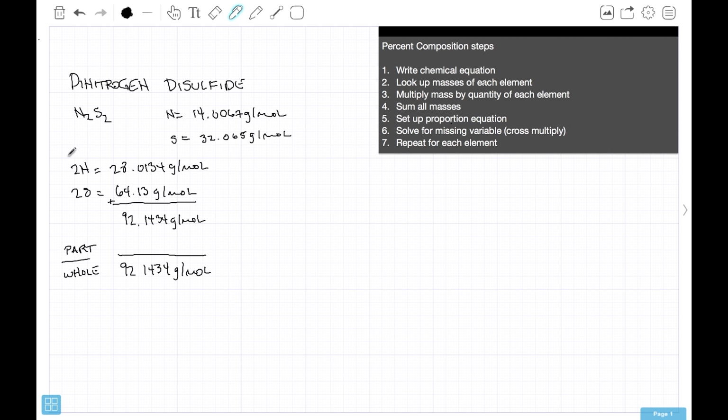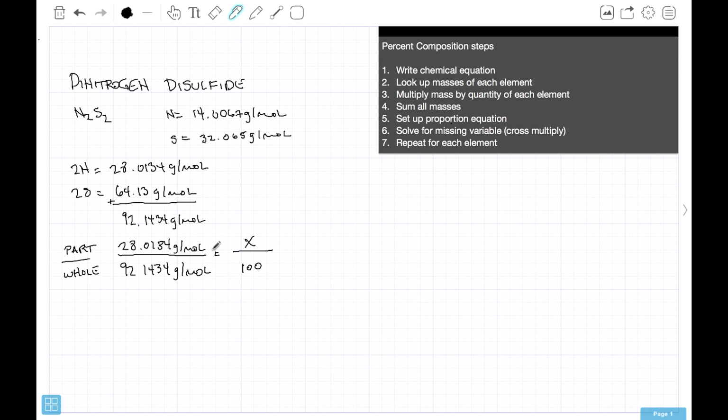And first we'll find the percent composition of nitrogen. And that is 28.0134 grams per mole. And we're looking for a percentage. So 92 represents the whole. 92 represents 100%. And 28 represents, well, we don't know how much 28 represents of that whole. So we're going to write X because that's our unknown.